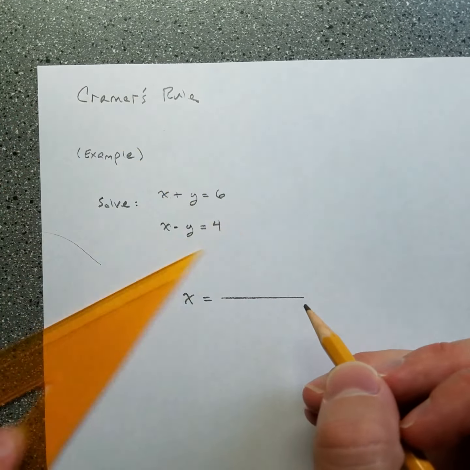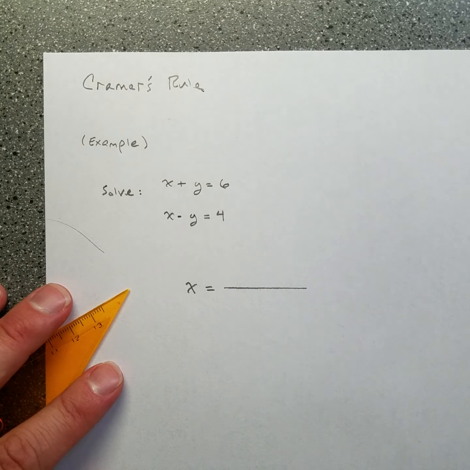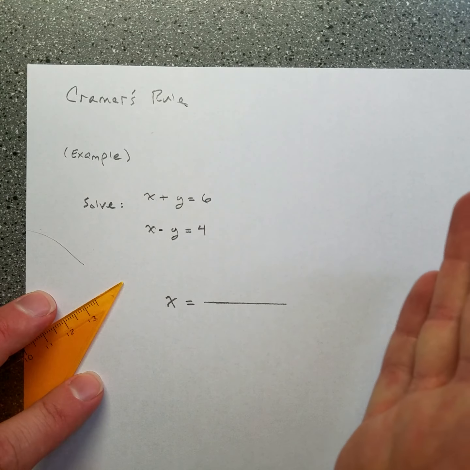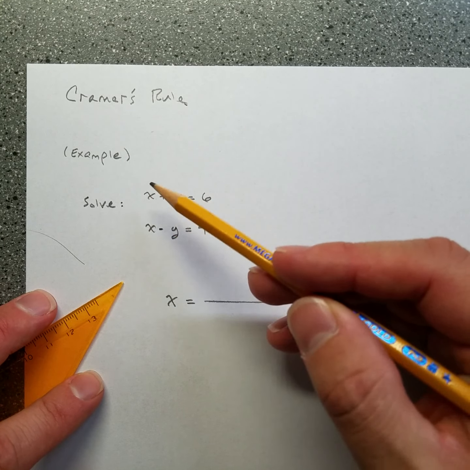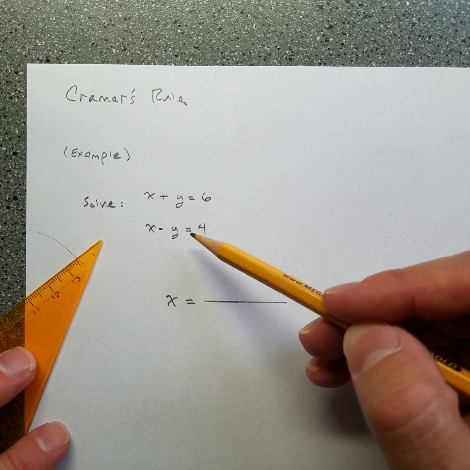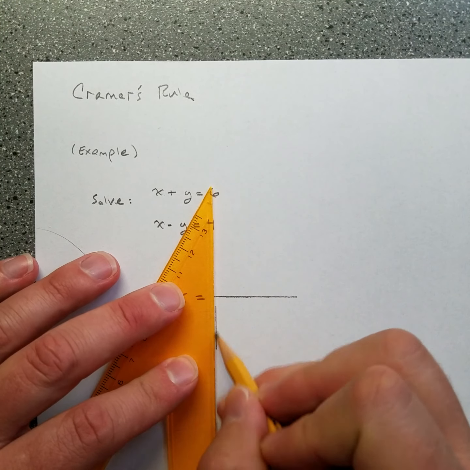It's like almost anything in math. It's just better if I show you rather than tell you. Here's what we do. Notice how this problem is perfectly organized. I've got the x's in one column, the y's in the next column, then an equal sign, then just numbers. Okay? Here's what we do.